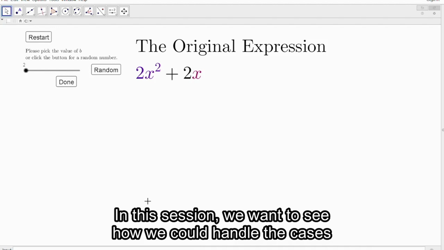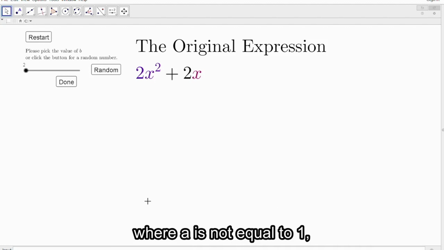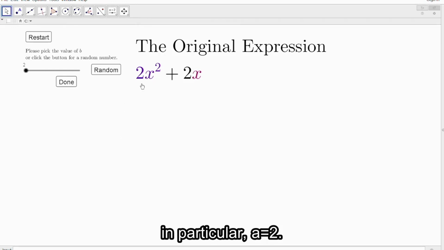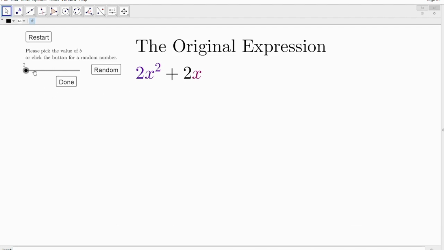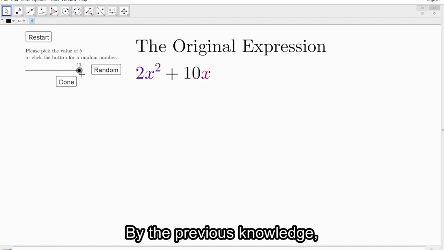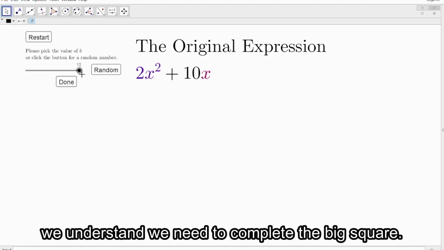Welcome back. In this session, we want to see how we could handle the cases where A is not equal to 1. In particular, A equals 2. Suppose that we have the expression 2x squared plus 10x. By the previous knowledge, we understand we need to complete the big square.